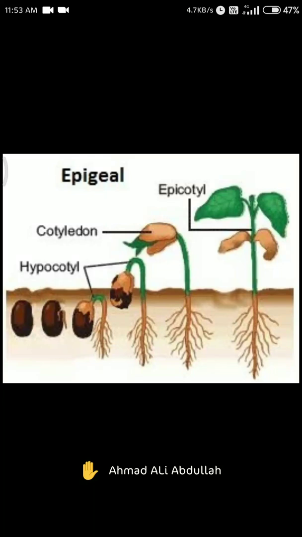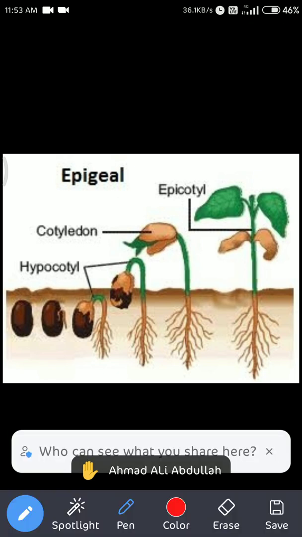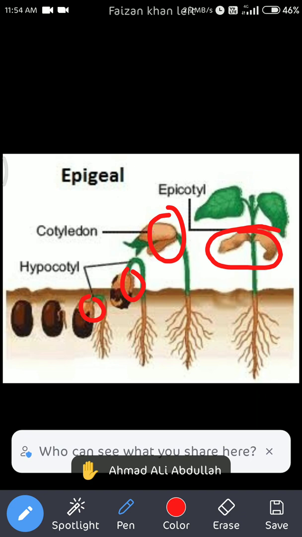This is apical germination, and this is mostly found in dicot seeds. Here you just see that the cotyledon comes out from the soil. This brown color is the cotyledon. It comes out from the soil, and it forms the first leaf. Later on, it dries and shrinks when the plant has its own leaf. It means when the plant has developed its own leaf, then this will dry and disappear.